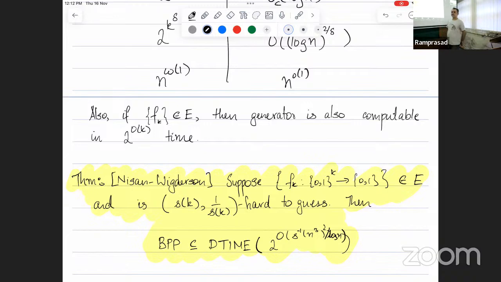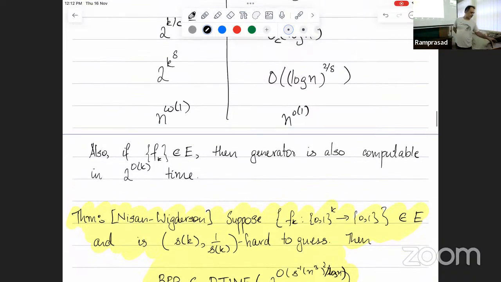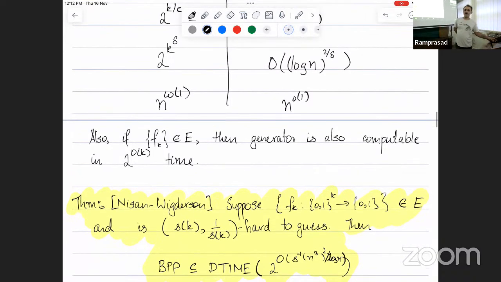So I just wanted to go over where did we use that for pulling SK type things? The error threshold needed to be 1 by SK.